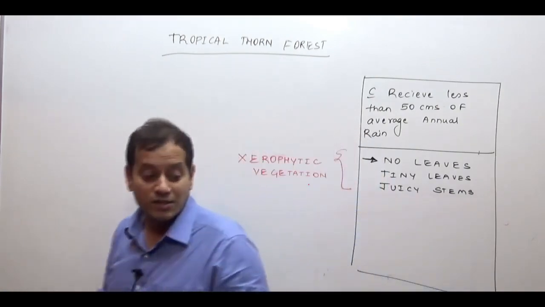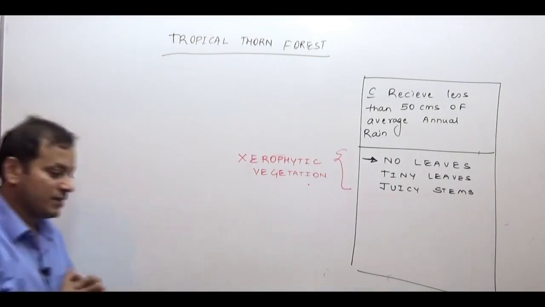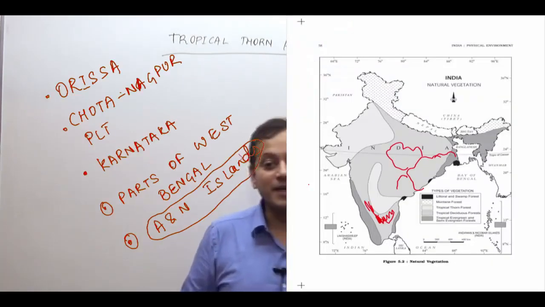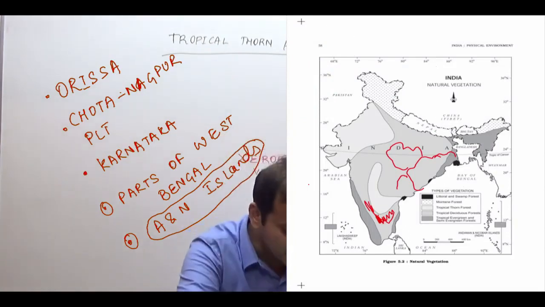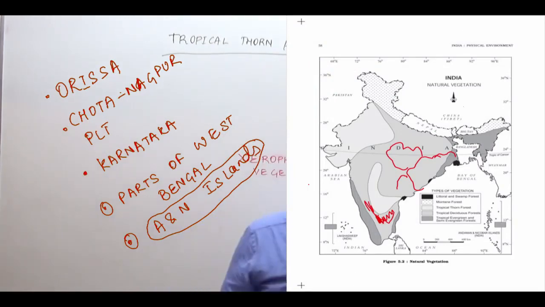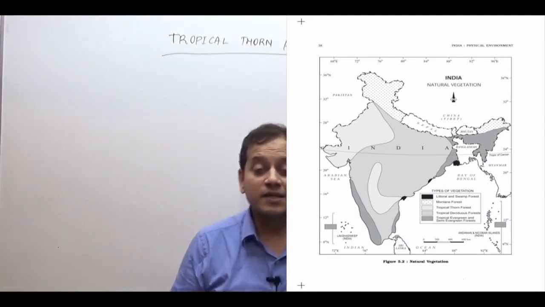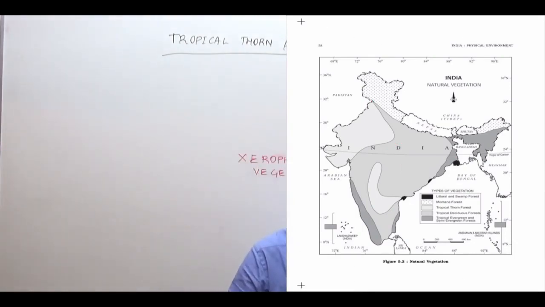Now, where in India will such xerophytic vegetation be found? Let us look at our map again. In India, this xerophytic vegetation is in this area. Can you see this area? This area, that is the Rajasthan region, Gujarat region, and also a narrow strip which runs parallel to the Western Ghat region. This is the region of a tropical thorn forest.